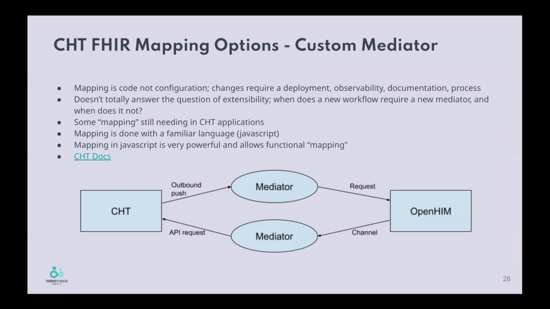A mediator is essentially a middleware where you can put some code that does anything that you need to integrate from one system to another, and can include some mapping. That implies that mapping is code, not configuration. And that means that changes require a deployment, they require observability, and they have to have their own infrastructure to run on. But that does mean that the mapping is very powerful.